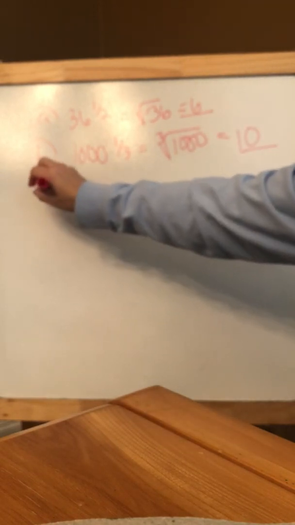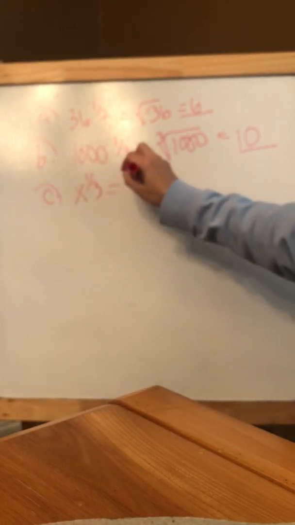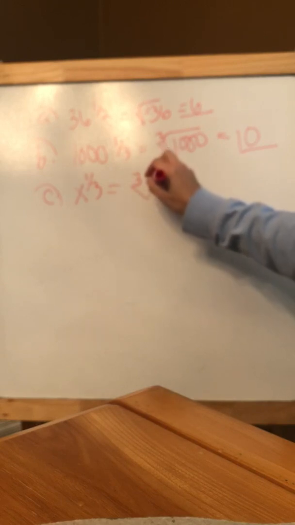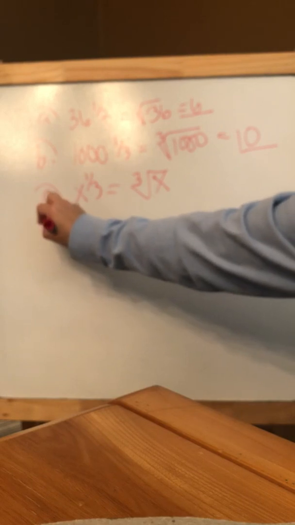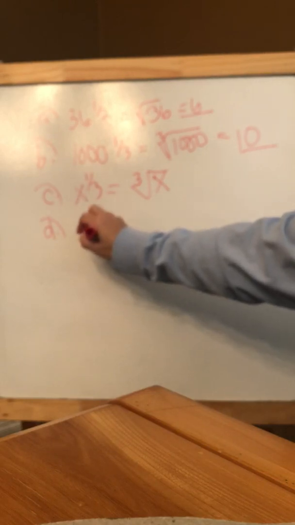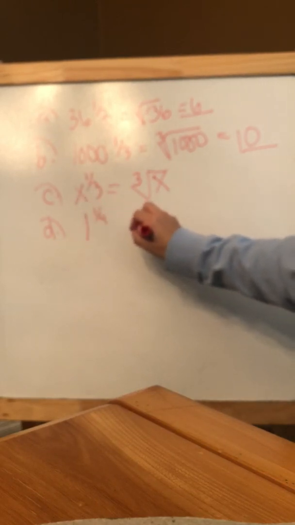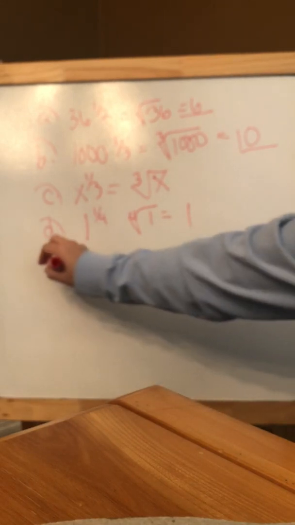Okay? For C, we have x to the 1/3, which can just be written as the cube root of x. That's it. That's as much as you can simplify that one. For D, we have 1 to the 1/4. Okay, so you're going to rewrite it as the 4th root of 1, which is just 1.